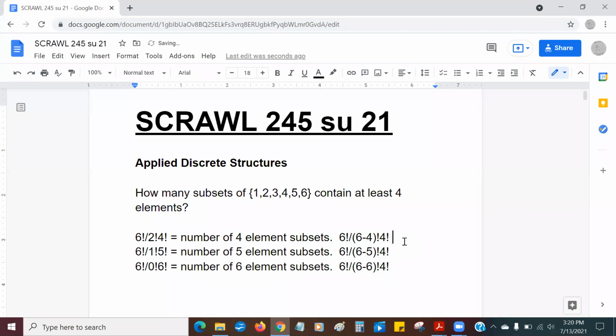What is this going to equal? This is going to equal 1. This is going to equal 6. And this is going to equal 6 times 5 divided by 1 times 2, which equals 15. So the final answer, I'm going to write as a sentence: 37 subsets with at least four elements. And that is how you do that.